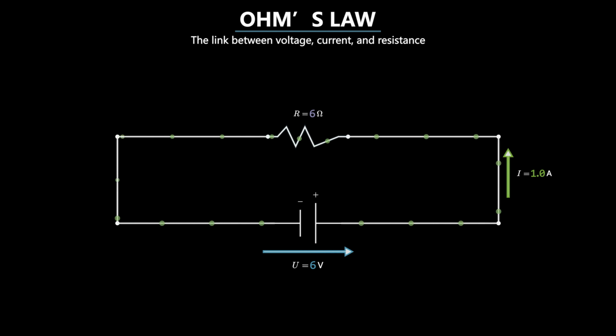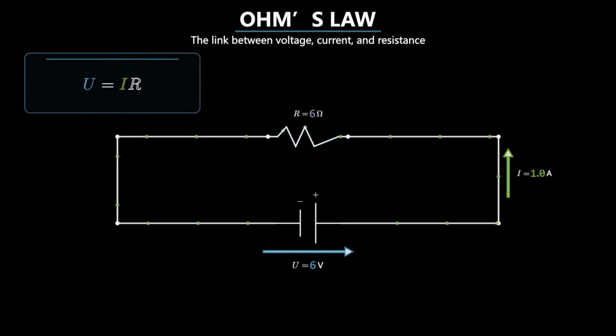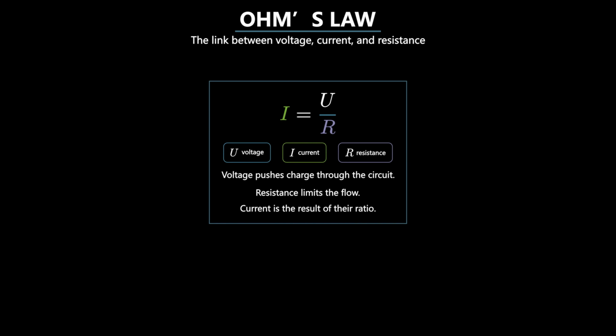How are these quantities connected? The answer lies in the most important law of electrical engineering, Ohm's law. Voltage tends to push current through a circuit, while resistance opposes that flow and makes it harder for charges to move. Current is always the direct result of their relationship. If we increase the voltage, the current also increases, but if we increase the resistance in the circuit, the flow of current is drastically reduced. This simple relationship helps us understand how almost every basic electrical circuit behaves.